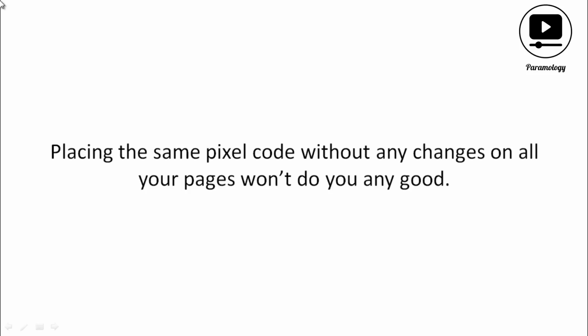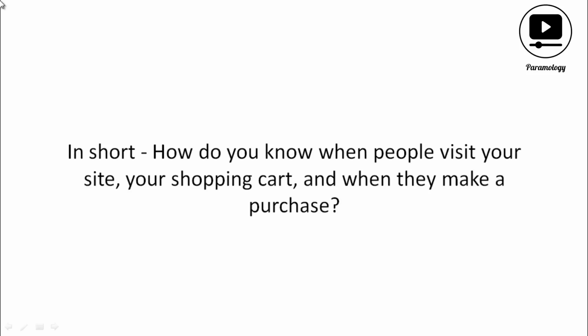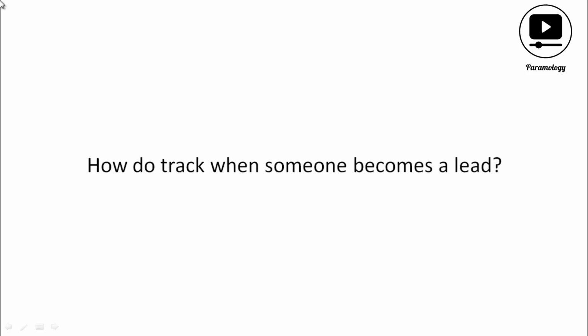So in other words, what most people do is they simply place the same pixel on all of the pages throughout the funnel. If you do that, it's not going to do you any good, because you're not going to know what is actually happening throughout your funnel. In short, how do you know when somebody visits your site, your shopping cart, or when they make a purchase? Maybe somebody went to your site and didn't make a purchase. How do you track that? How do you track when somebody becomes a lead?